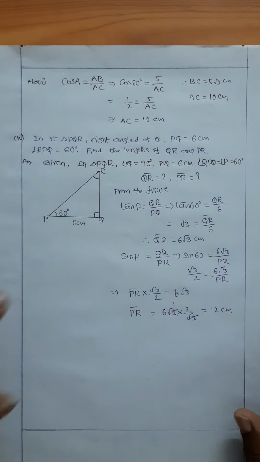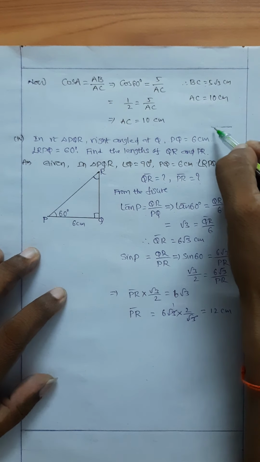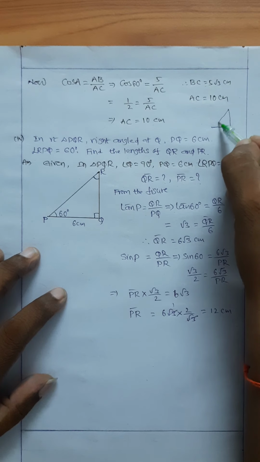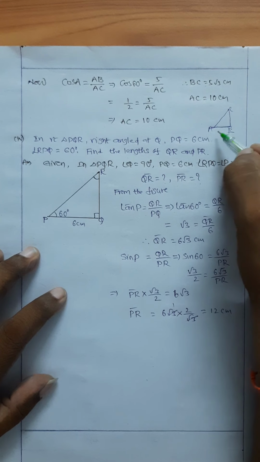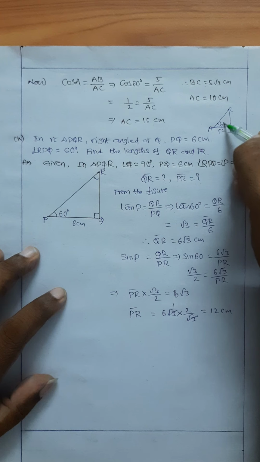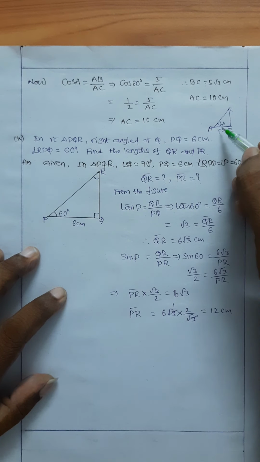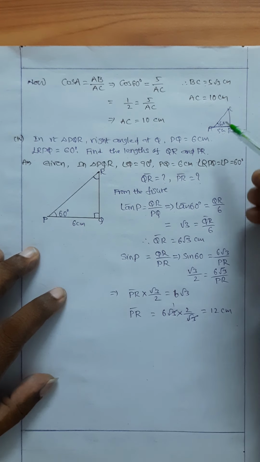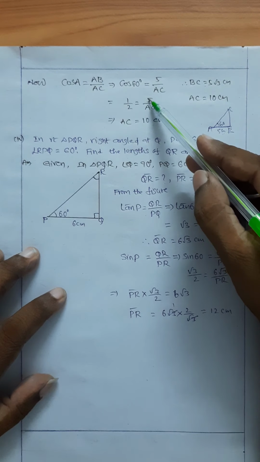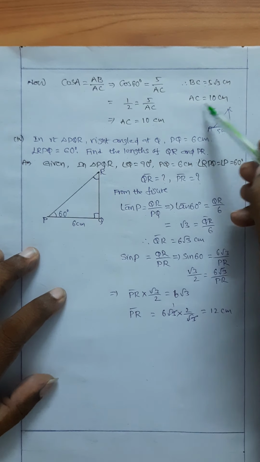You can draw the picture once again like this. So cos A is equal to AB by AC. So cos A means cos 60 degrees, AB is 5, AC is unknown. So cos 60 is half, equal to 5 by AC. By cross multiplication AC is equal to 10 centimeters.